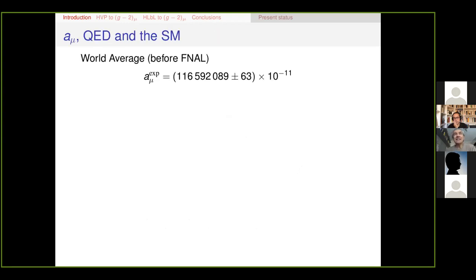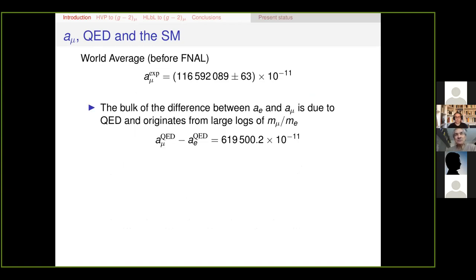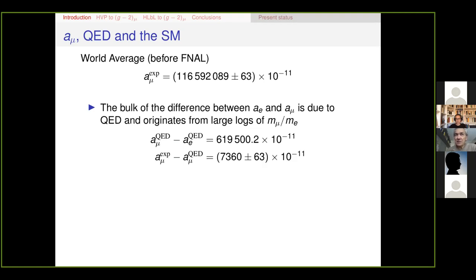So to understand this, let's go first of all to the number, to the Brookhaven final result, which was the world average until a month ago. And as I showed you on the plot, the bulk of the difference between the electron and the muon is due to QED. And it's very large, seen on that large scale. And it's due to large logs of the ratio of the two masses. Now the experimental value of a_mu and the QED value also differ substantially, by 7,000 times 10 to the minus 11. And the reason is understood.